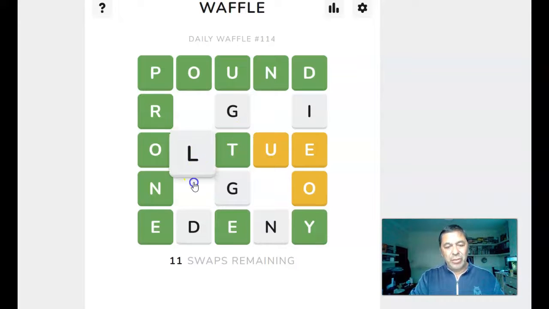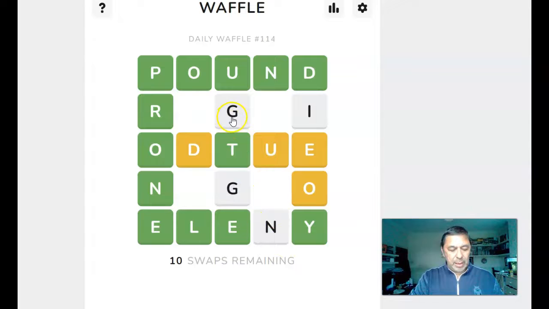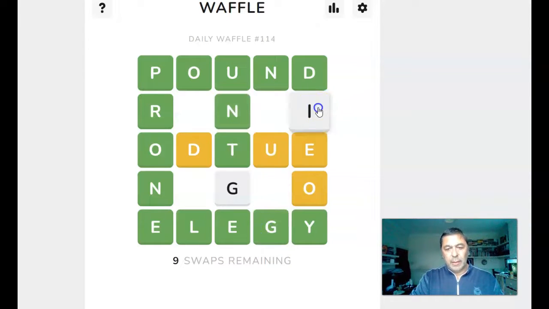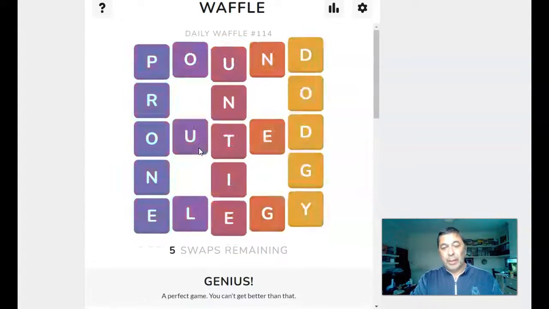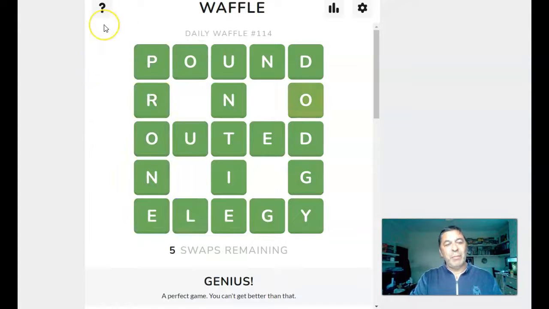Elegy. Elegy? Oh. No, we need to swap it with that end, don't we? And that's going to be untie. Oh, come on, pick it up. That's untie. That's going to be the, it's going to be dodge, isn't it? And then that one is going to be outed. And that's it. There you go. That's all of them. 11 minutes.